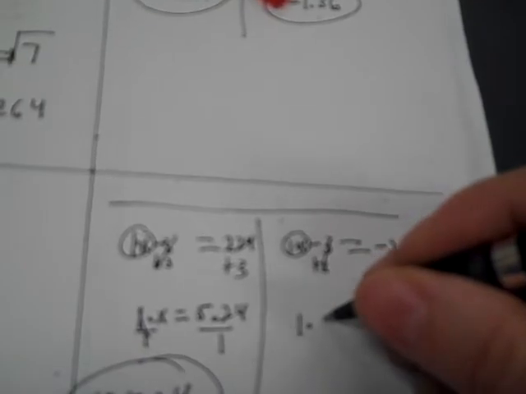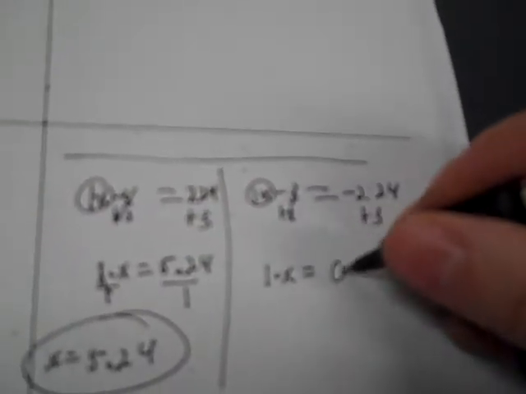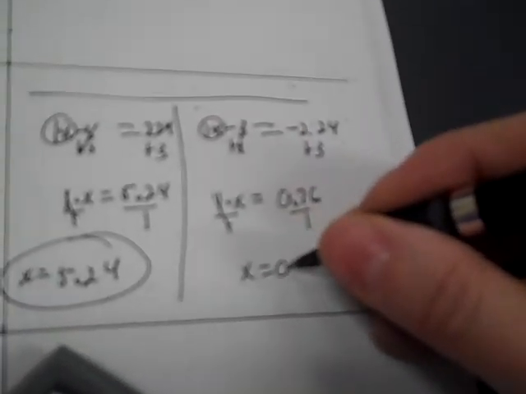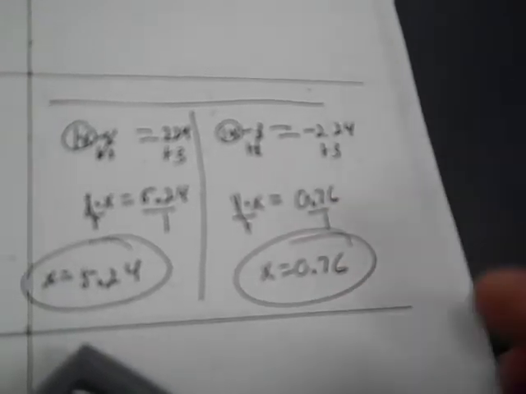Plus 3, plus 3. So negative 2.24 plus 3 is 0.76. I divide by 1, and that keeps me at 0.76.